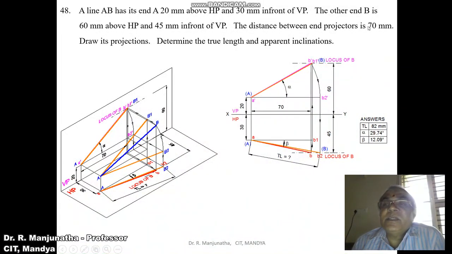The distance between the end projectors is 70 mm. That means it is the horizontal distance measured between the two end projectors, between A and B. When it is horizontal distance, that means the perpendicular distance, this line is 70 mm. So you draw a vertical line from here, considering the distance from this projector, so that it will cut the locus of B in the front view, and this 70 mm will also cut the locus of B in the top view. So this is the end projector distance. It will cut both the front view and the top view.